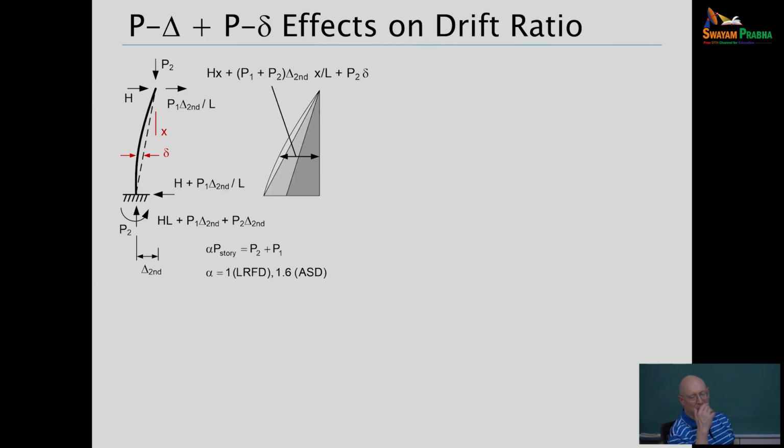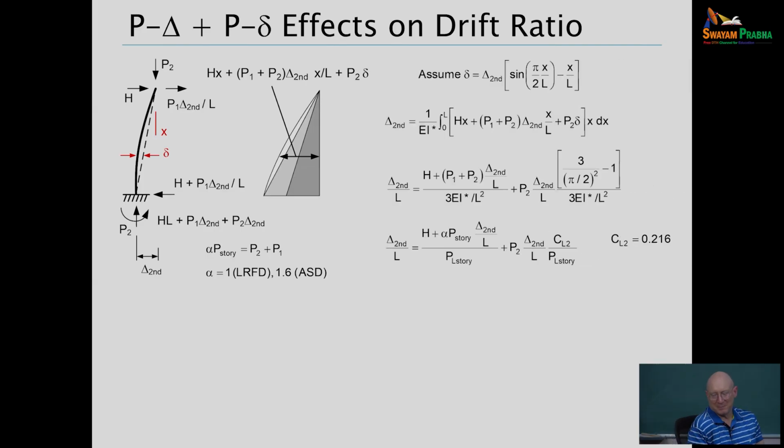All right, so let's put up a moment diagram. This moment diagram is basically splitting the moment into 3 parts. The dark gray part is the first order moment, H times L at the base. The light gray part is the P large delta part. If we neglect the curvature of the column and the additional moment due to the P times little delta here, then we would have just the gray part. So that's a P large delta effect. P1 plus P2 times delta second times X over L would be the variation in that moment. And then we have P2 times little delta, where little delta is relative to that chord, right?